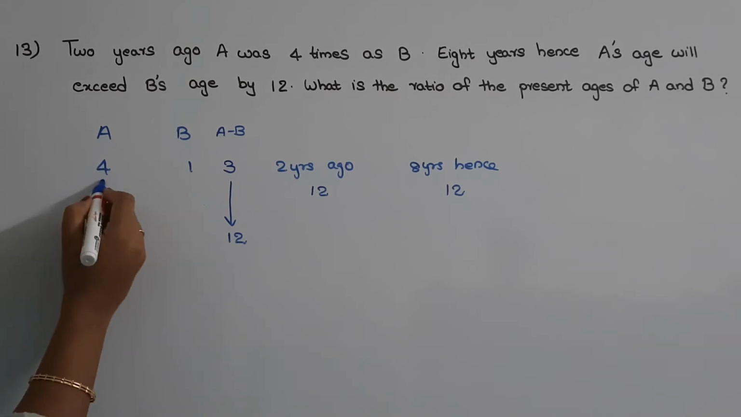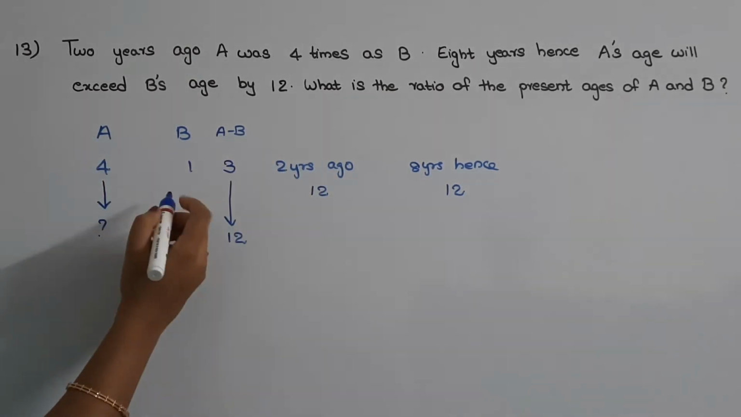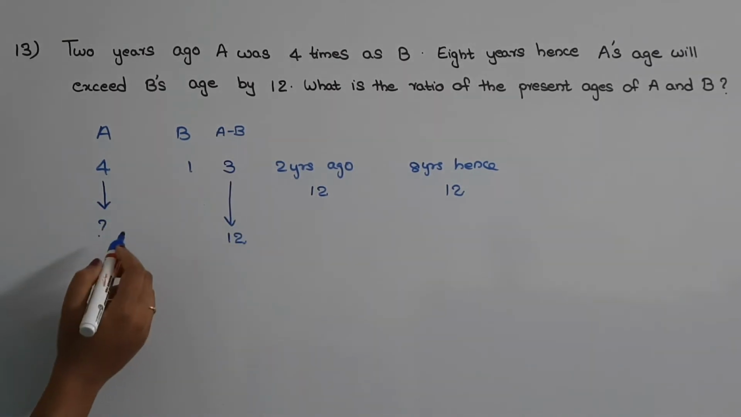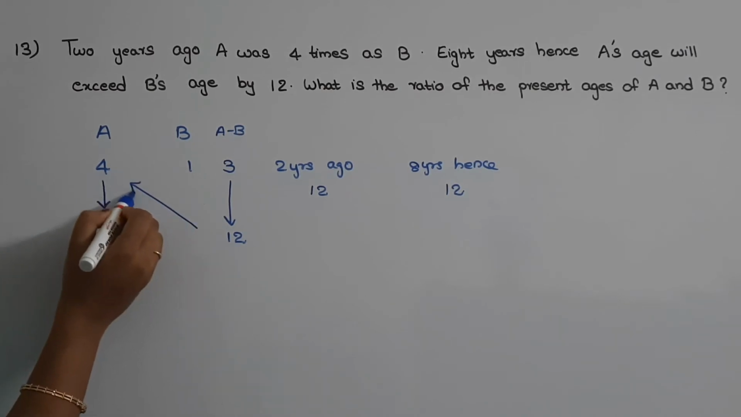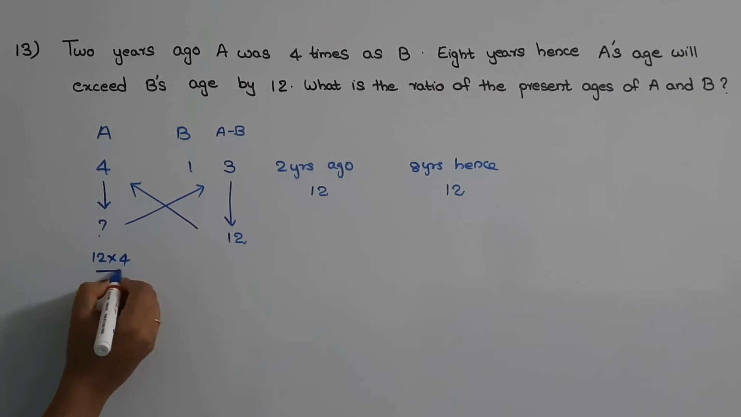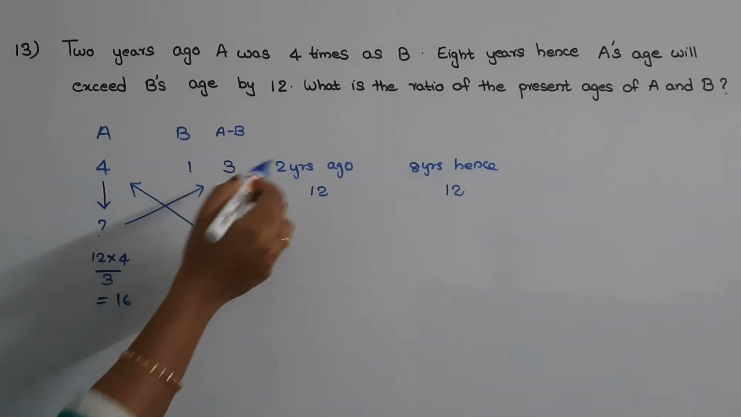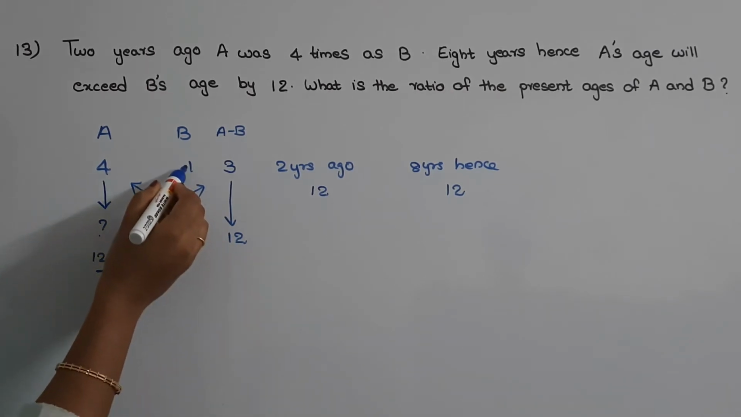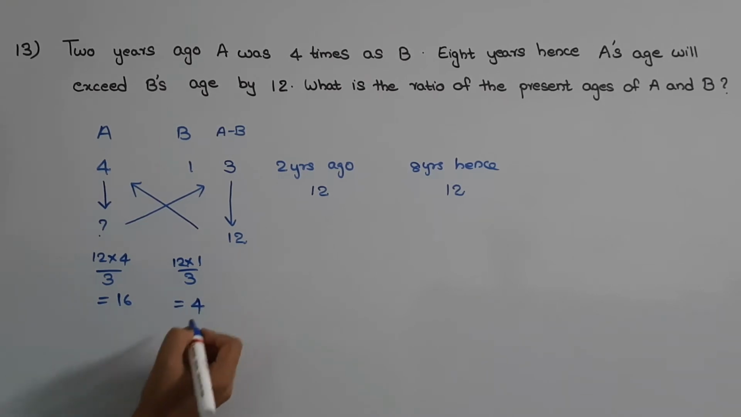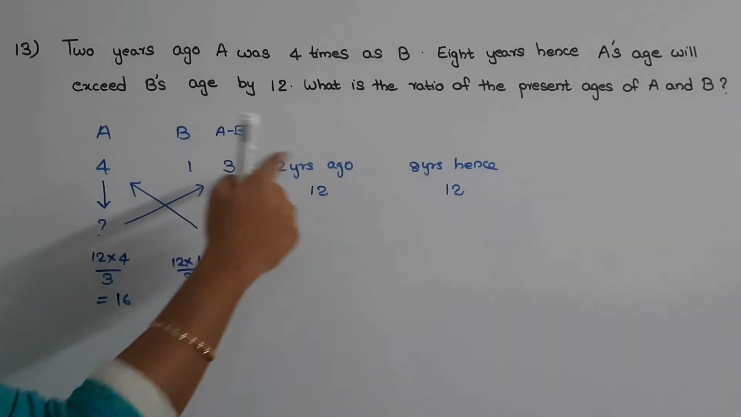On finding this, we will get the ages of A and B 2 years ago. So what will be the age of A 2 years ago? That will be 12 into 4 divided by 3. That is equal to 16. Now what will be the age of B 2 years ago? That will be 12 into 1 divided by 3. That is equal to 4. Now these are the ages of A and B 2 years ago.